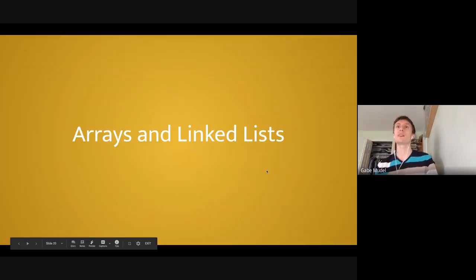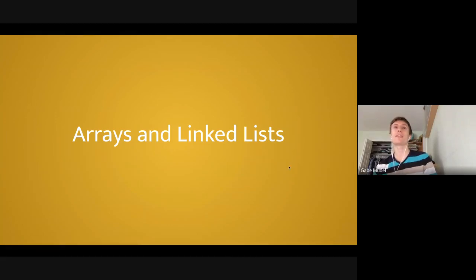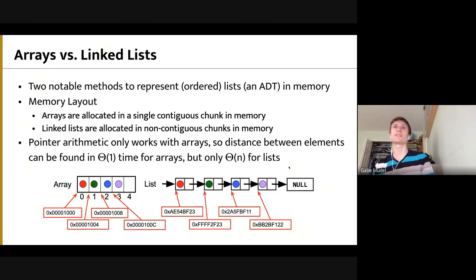Okay, now moving on to some stuff about containers. We're going to talk about arrays and linked lists. These are two of the most basic data structures for representing ordered containers, right? Arrays are allocated in a single contiguous chunk in memory. I know the word contiguous might not be familiar to some of you. Contiguous just means connected, right? So you see here that this goes memory locations 0, 1, 2, 3, and 4. So this is a contiguous set of elements.